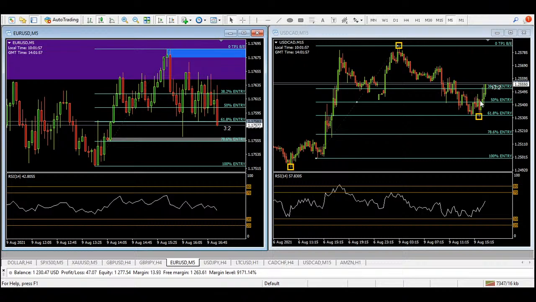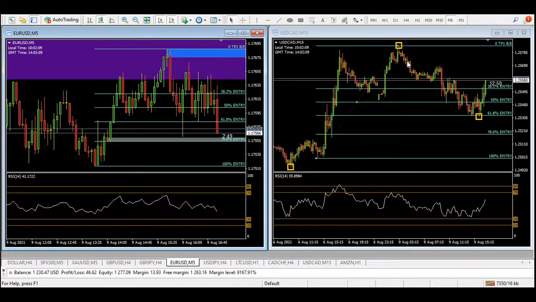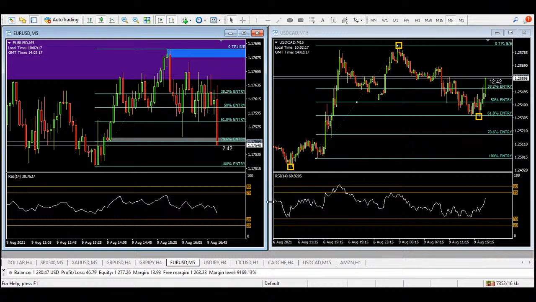But it's funny how the technicals for USD CAD are kind of matching those fundamentals as well. This is why I don't trade the news, because I was wrong. Totally wrong. It's still going to go up.